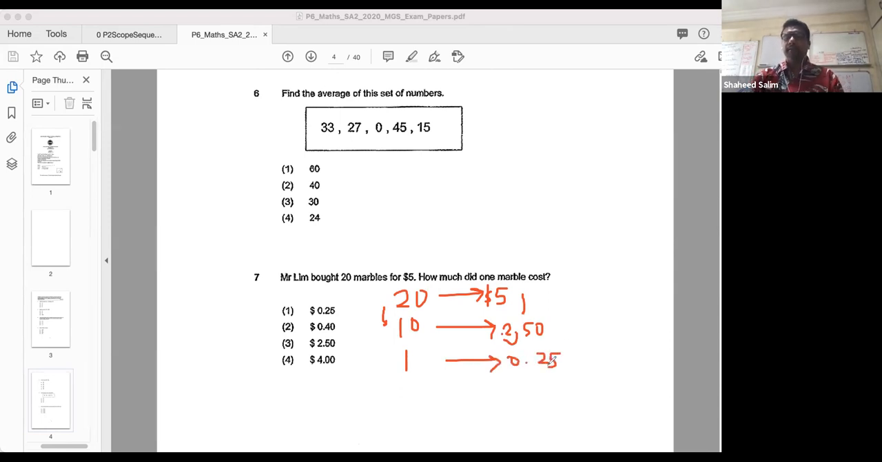Can see now? Or if you are not comfortable, you can do it like that: 20 marbles, 500 cents. Cancel 1, cancel 1. 2 marbles is 50 cents. 50 cents, not $50, 50 cents. Then 1 marble you divide by 2, get 25 cents. 25 cents is the same as down here, this 25 cents.